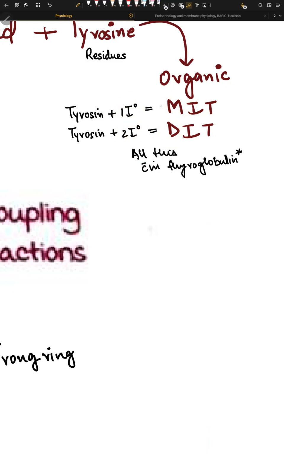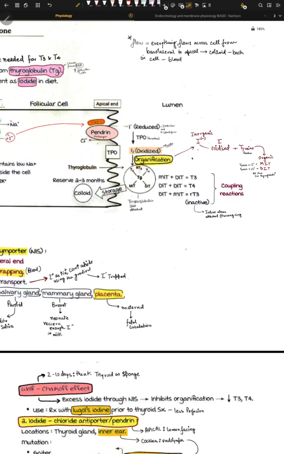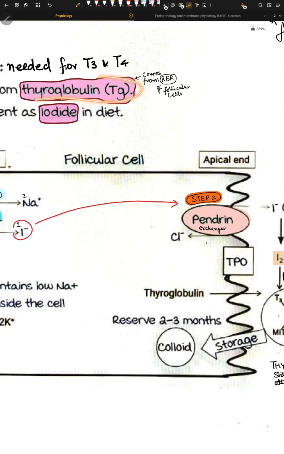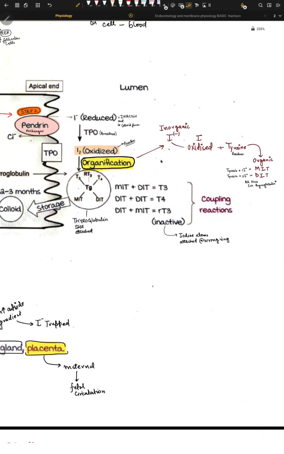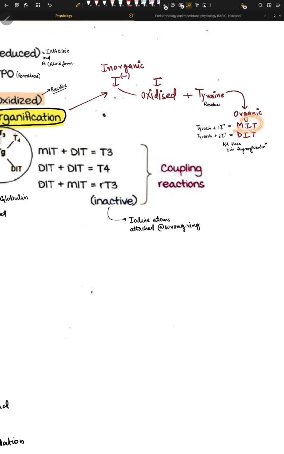And note that these two forms are organic form, right? They both are organified iodide. It means they are already with tyrosine. So all of this happens with the function of thyroglobulin, right? All of this is happening when they are already connected with TG. I already told you about TG, thyroglobulin. So this organification happening means MIT and DIT is formed.